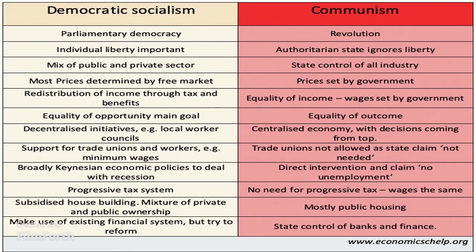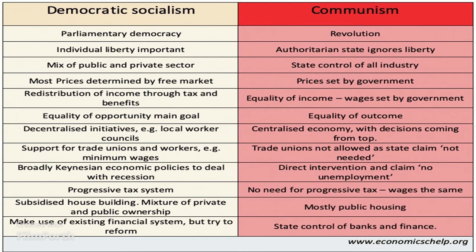So on this next page, I've got a table that explains the differences between modern socialism and communism. As you can see in the democratic socialism column, we've got things like parliamentary democracy, individual liberties, a mix of both public and private sector things. Most prices are determined by the free market, but there's also redistribution of income through taxes, and equality of opportunity, the main goal. They're working on these nice mixtures of the financial system that ends up with everybody better off.